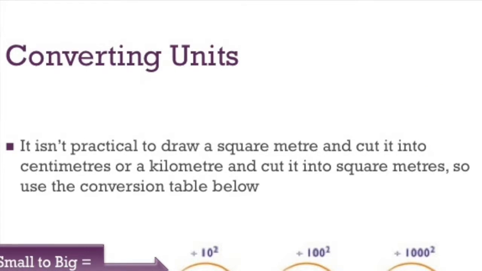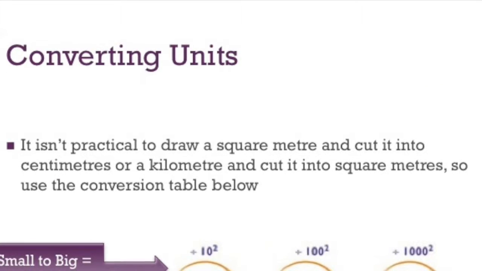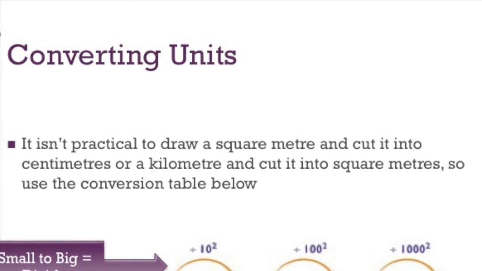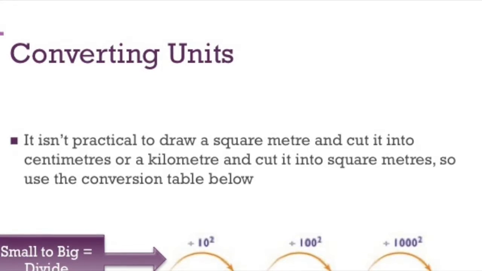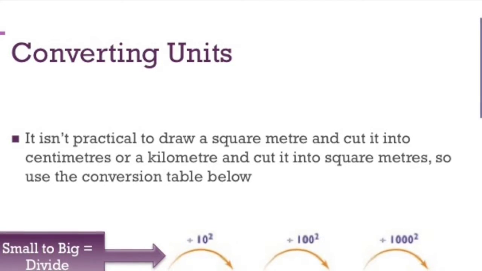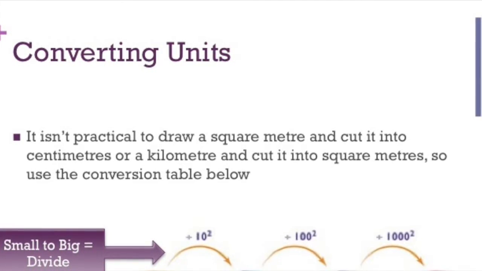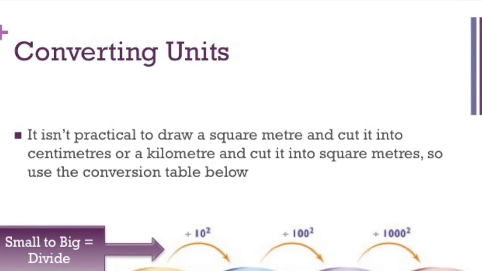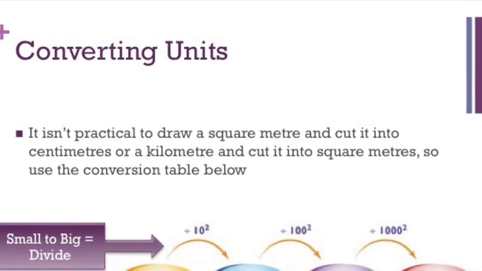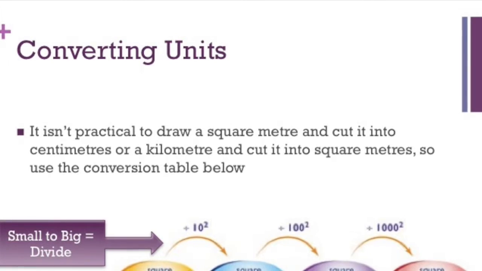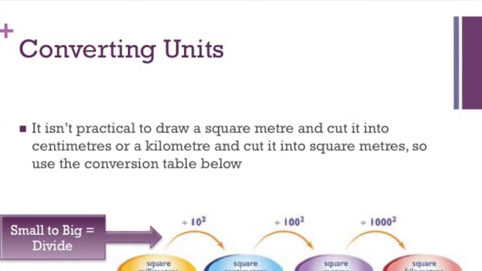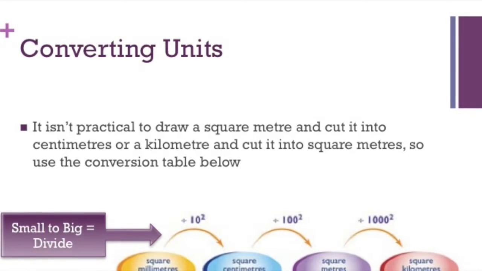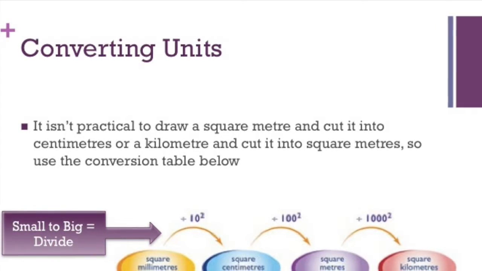As you can see from the flowchart below, this is very similar to when we were measuring lengths, except you'll notice that we're talking about squared numbers. So when we're going from millimetres to centimetres, you will be dividing by 10 squared. When we go from centimetres to metres, you will be dividing by 100 squared, and so on and so on. It's exactly the same as what we were doing before, except it's by a squared number. So instead of just by 10, it is 10 times 10.